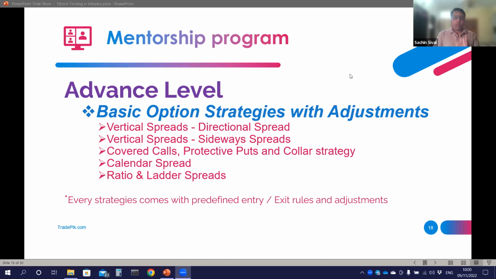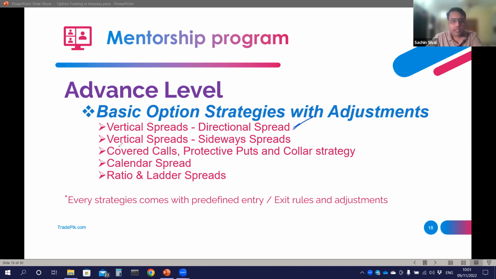Okay, in this advanced module, we will talk about basic option strategies with adjustments first. The basic option strategies are vertical spreads, where you can see the bull call spread and bear call spread, or the bear call spread and bull put spread. So these are the vertical spreads. These are directional spreads.